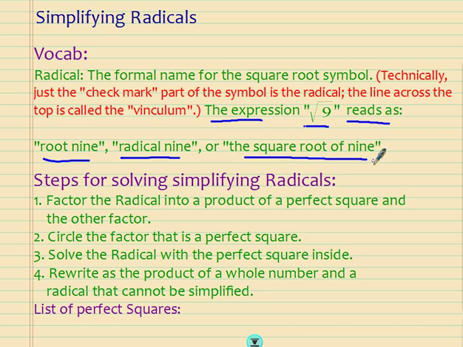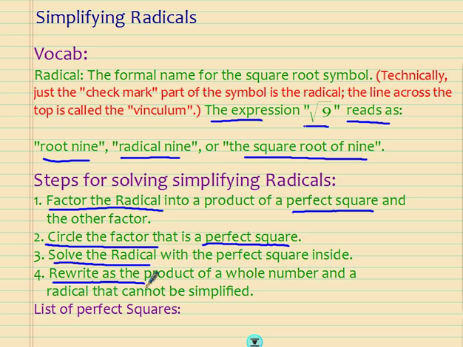Steps for simplifying radicals. We will first factor the radical into a product of perfect squares and other factors. We will identify the perfect squares, then we will solve the radical with the perfect squares inside. We will rewrite our final answer as a whole number and a radical.